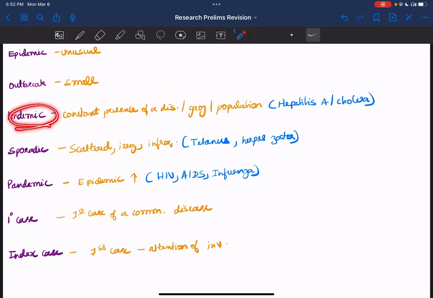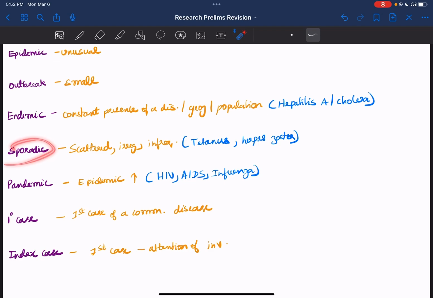Now what about endemic? Endemic is the constant presence of a disease in a geographic population. Okay, for example, let's say hepatitis A or cholera. We had this question in the exam, I think in the microbiology exam, in which the cases of malaria are more in Palawan in the Philippines. So that is endemic. That means the Palawan part of the Philippines is more prone to malaria. It is isolated to a geographic population.